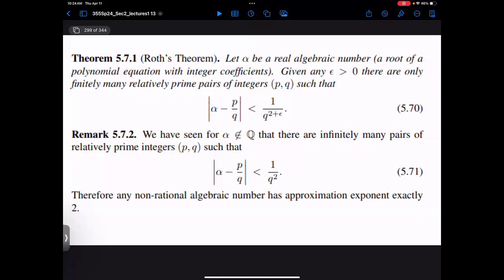This is a way to prove certain numbers are transcendental. If I can show I can approximate this number as well as 1 over q cubed infinitely often, by Roth, it can't be algebraic. Unfortunately, if I want to use this to prove a number is transcendental, I have to prove Roth's theorem. Roth's theorem is involved to prove.